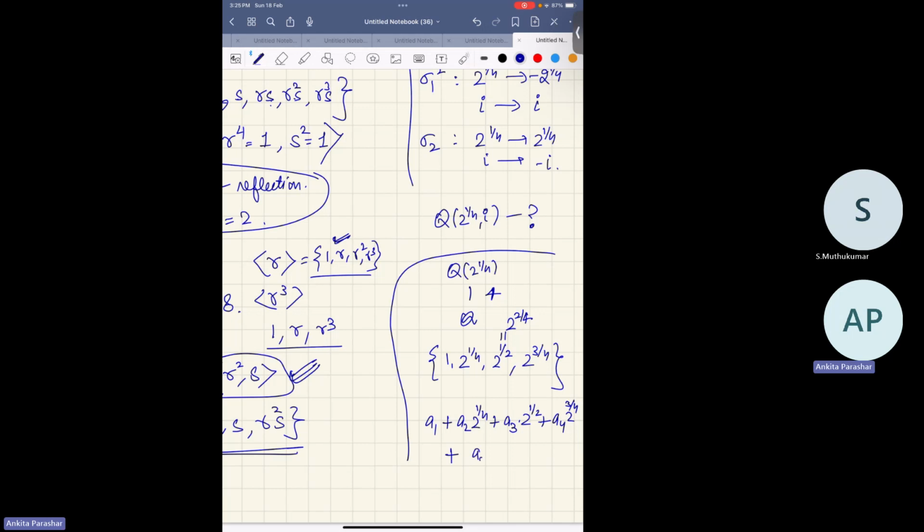Plus A5 times i. In fact, I should write everything: 2 power 1 by 4 i, A6, 2 power 1 by 2 i, A7, 2 power 3 by 4 i, and A8 i. This is how 8 coefficients will come, looking at an 8-dimensional vector space over Q. Do you follow this? I think this will take some time. So this is okay. This is how we write an element.